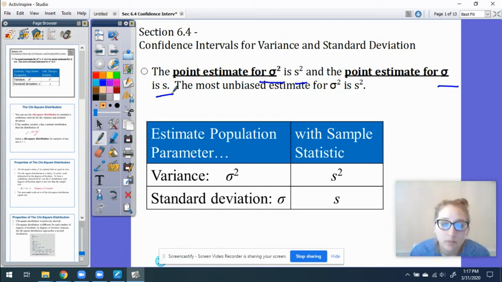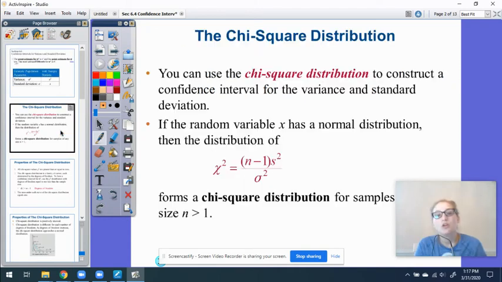The most unbiased estimate for your population variance is going to be your sample variance. Okay, so we are going to talk about something called the chi-square distribution. You might hear it chi or chi, it just depends on the person. So what we're going to need is this formula right here.